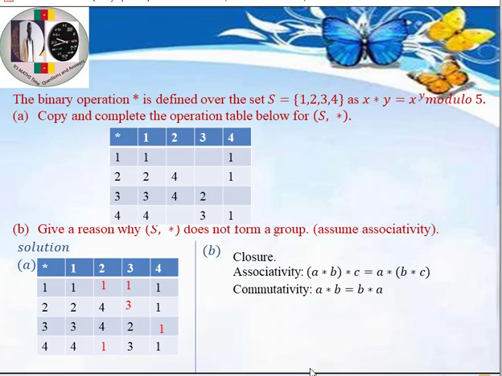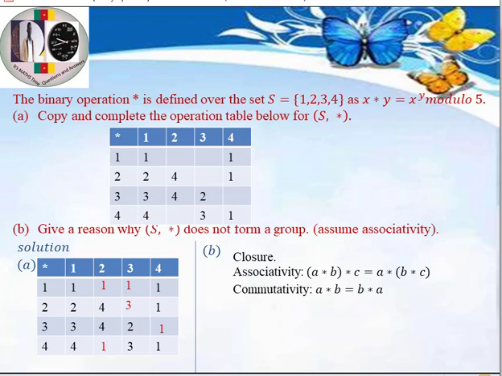Addition is commutative because 1 plus 2 is the same as 2 plus 1. Multiplication is commutative because 5 times 4 is the same as 4 times 5. But division is not commutative because 1 divided by 2 is not the same as 2 divided by 1. So in that case, division is not commutative. So that is what we mean here by commutative law.